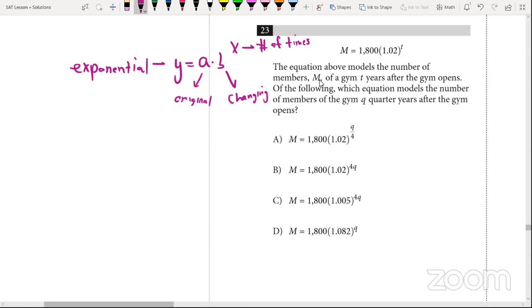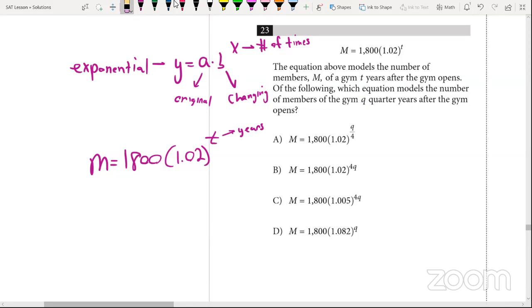So here in the original equation, we've got M is 1800 times 1.02 to the T. Now, first of all, that 1.02, that's 102%. We talk about that a lot, which means that we're talking about a 2% increase. And T is the number of times that the 1800 is going to increase by 2%. Now, T is in years, and Q is quarter years.